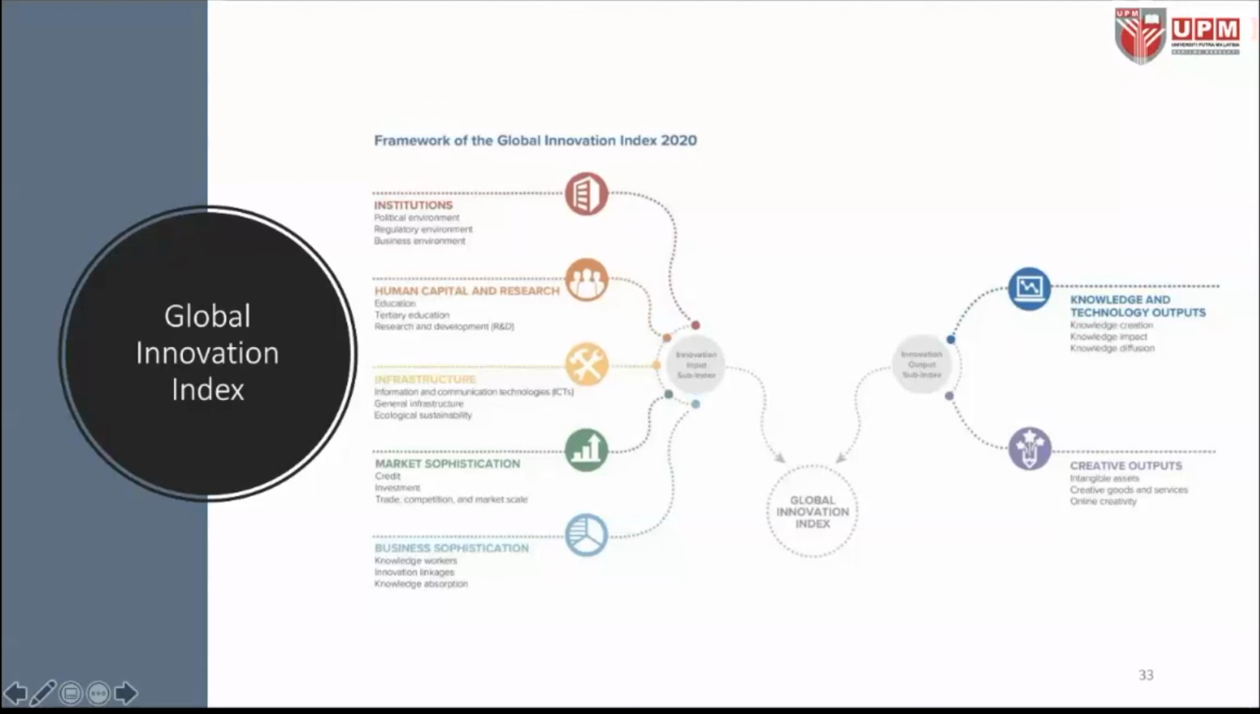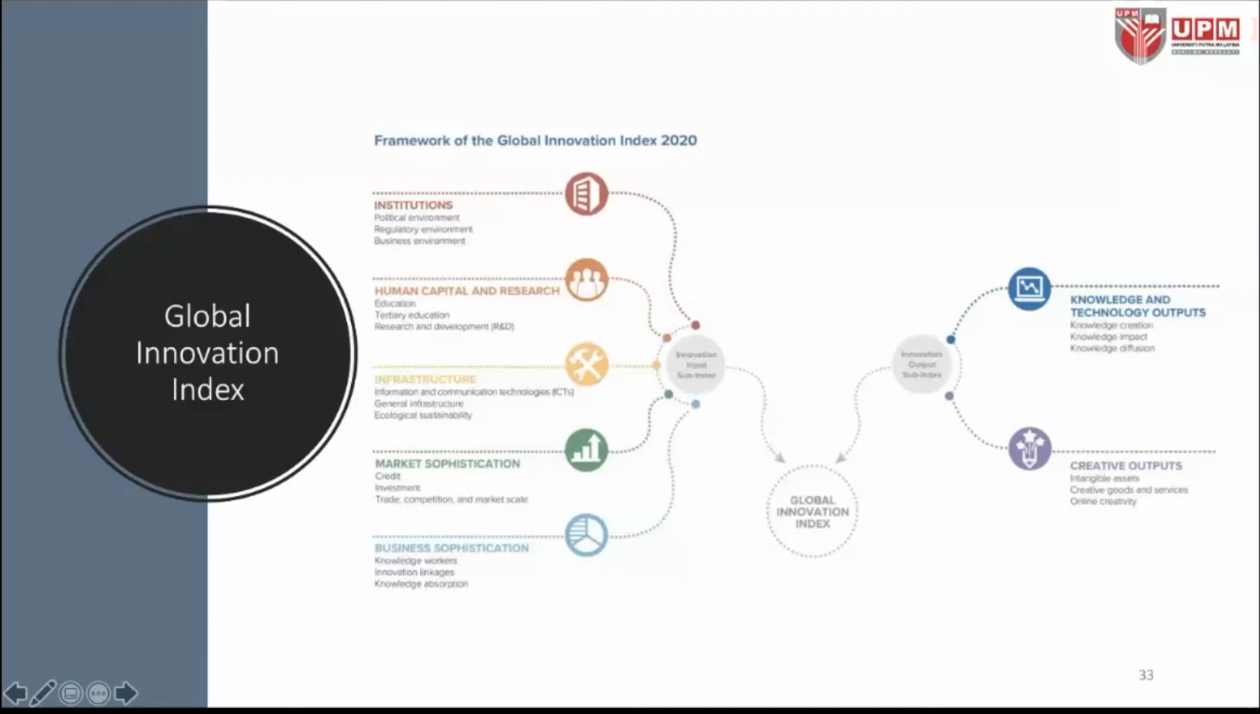Infrastructure, the third one: information and communication technologies, the ICTs, general infrastructure, ecological sustainability. And then they look into the fourth element, which is the market sophistication: the credit, the investment, the trade competition, and the market size. And the fifth element is the business sophistication: the knowledge workers, innovation linkages, knowledge absorption. That is the innovation input sub-index.